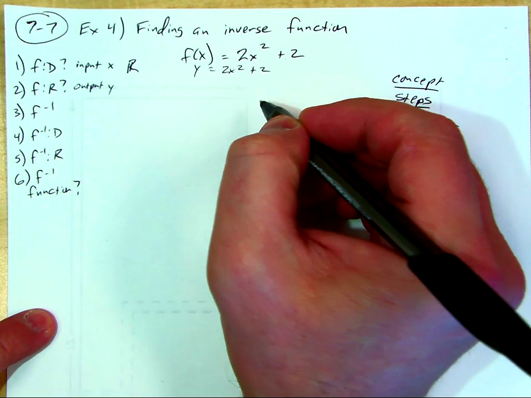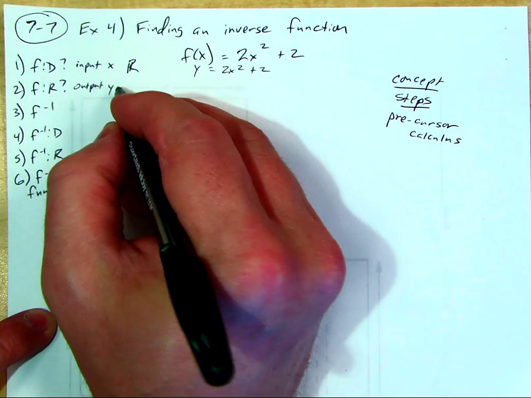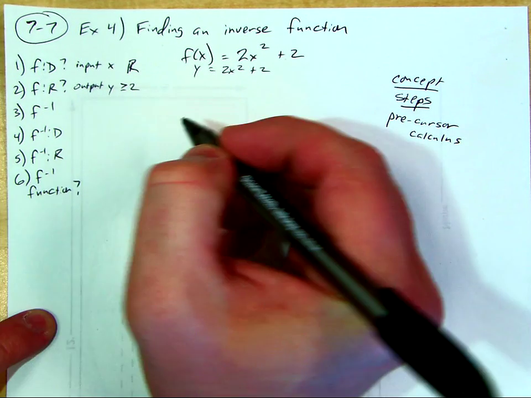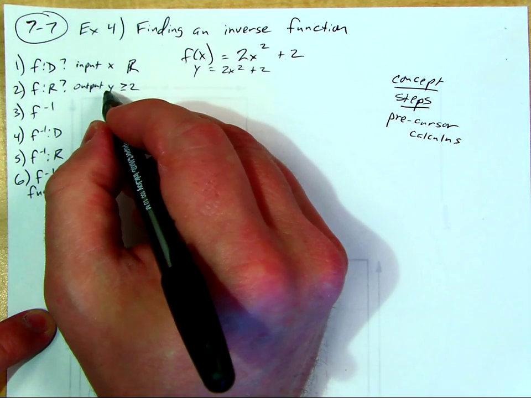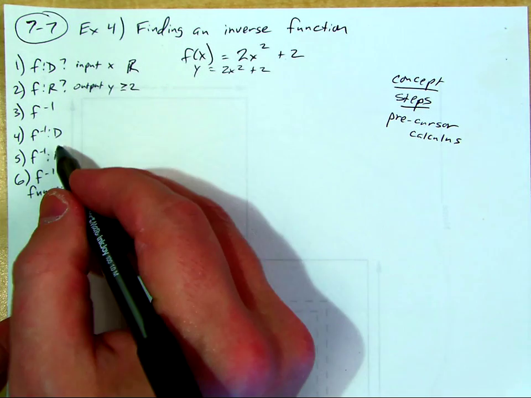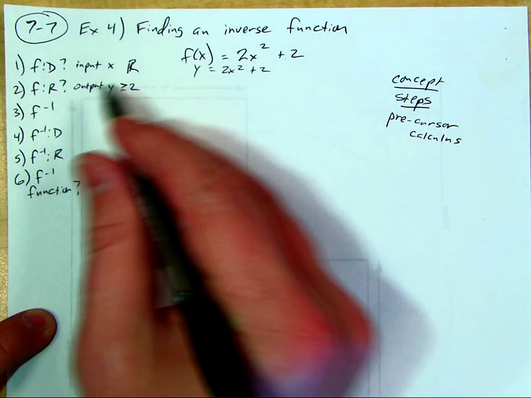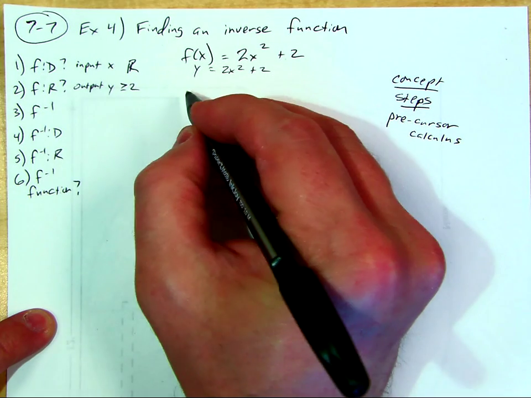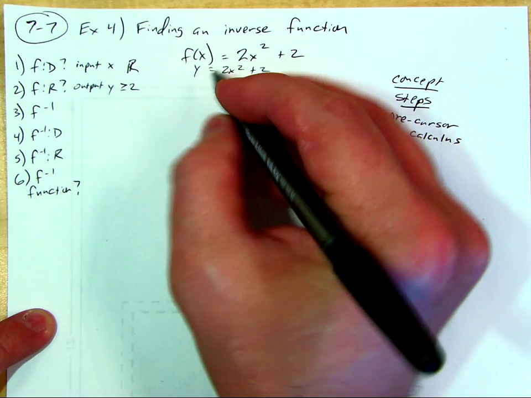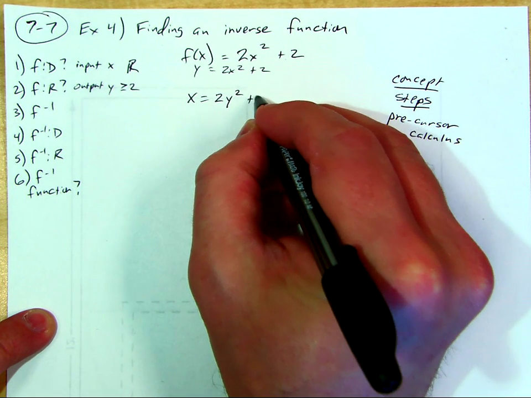That's the kind of logic you need to go through figuring out these domains and ranges. So we're going to say the y has to be greater than or equal to 2 there. That's our domain and range for the function. The good news is those are the exact same as the domain and range for the inverse, just swapped. And we'll figure that out in a second. Now let's do our x and y thing, swap those to find the inverse. So we have x equals 2y squared plus 2.